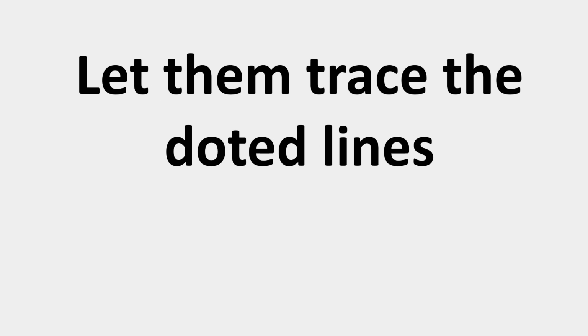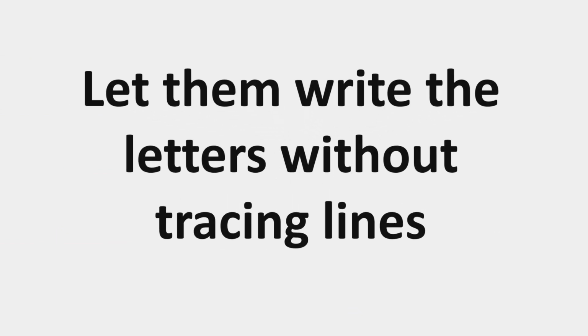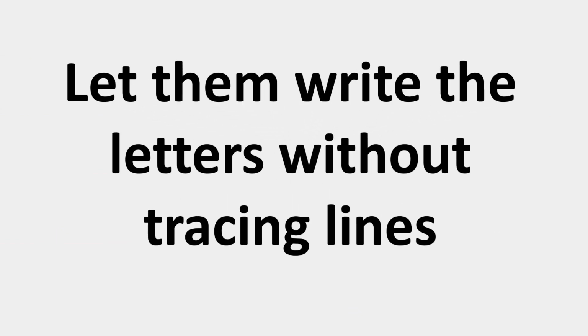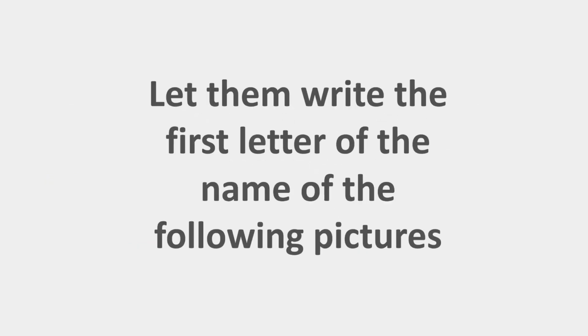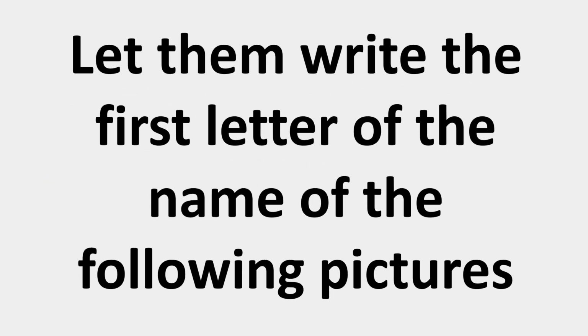Let them trace the dotted lines with your supervision. Put some arrows and number to the first example to guide them. Let them write the letters without tracing lines. Let them write the first letter of the name of the following pictures.